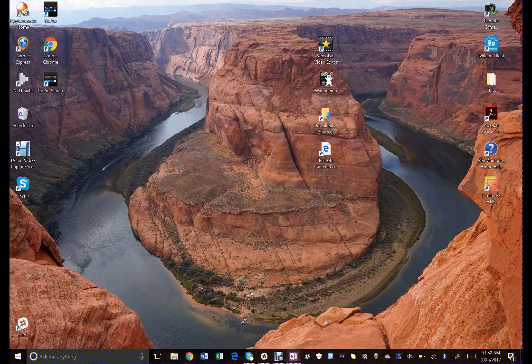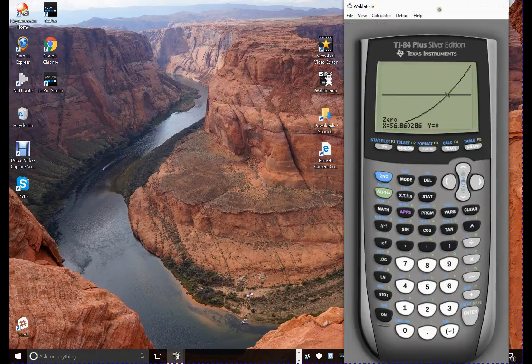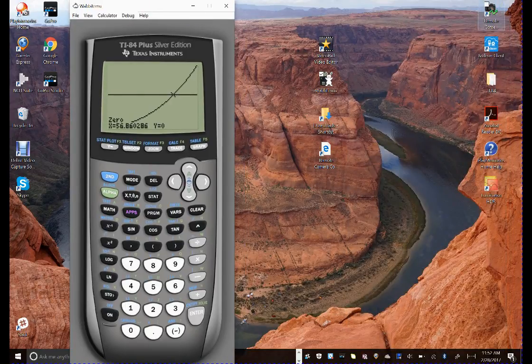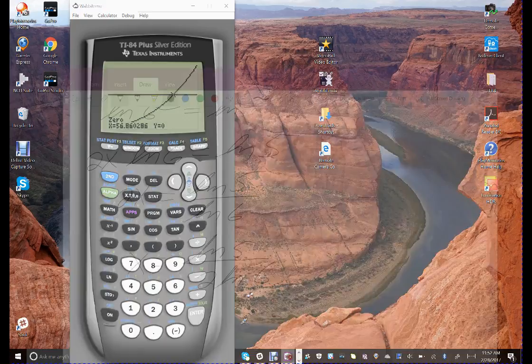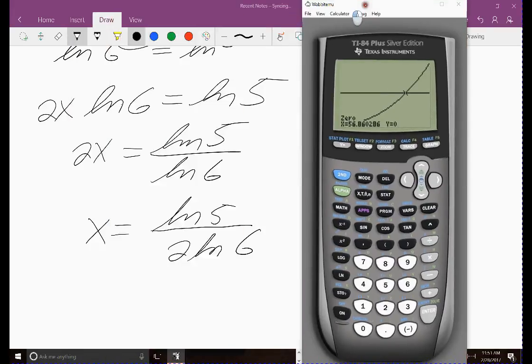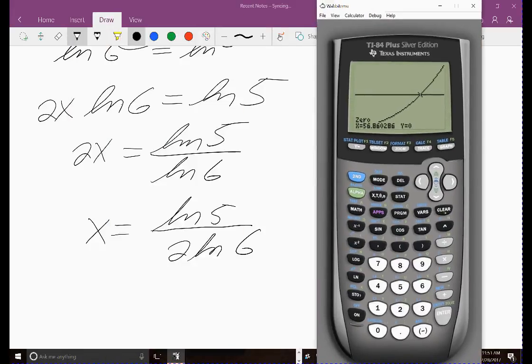So let me pull my calculator up. Come on. There we go. Okay. So now I've got this and my calculator. Where's my calculator? There it is. And I'm just going to throw that in the calculator properly.